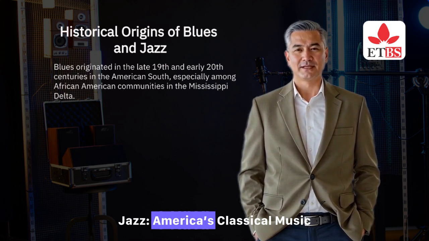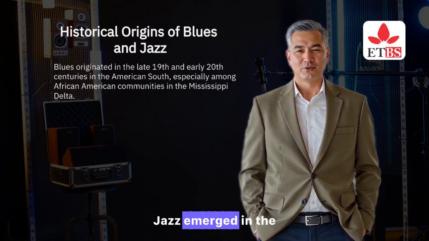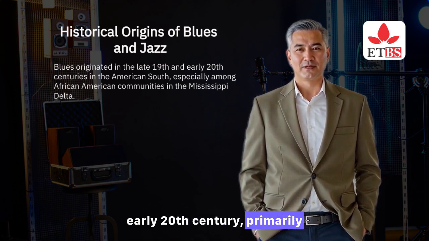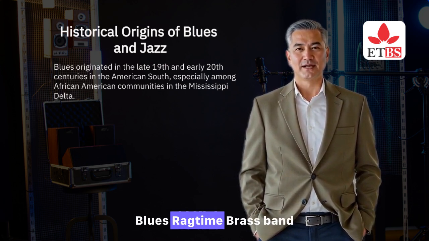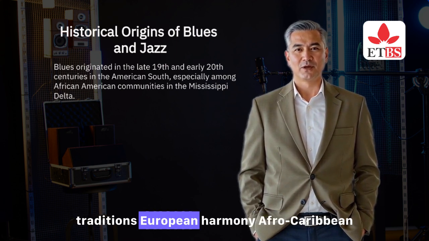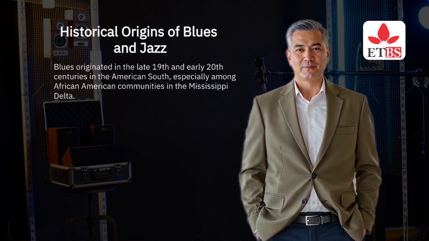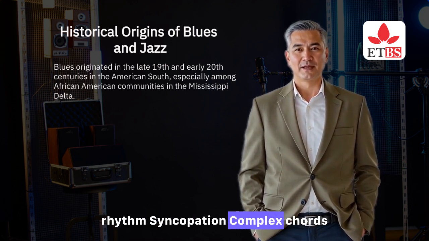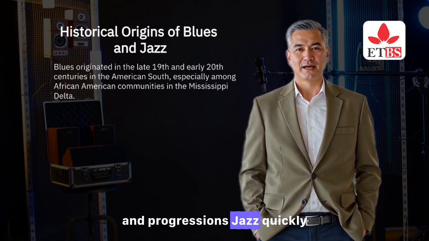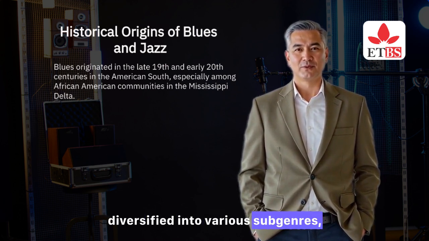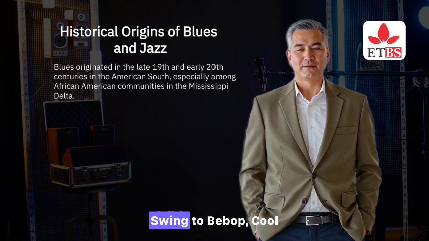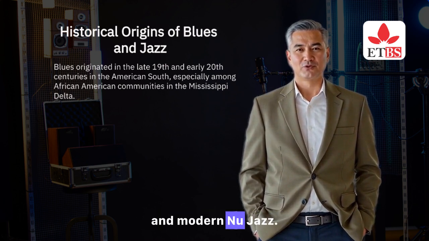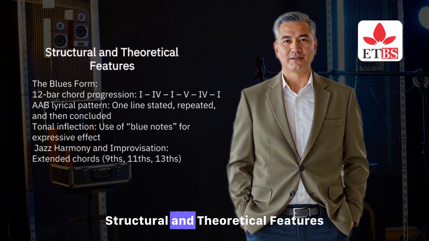Jazz, America's classical music. Jazz emerged in the early 20th century, primarily in New Orleans, blending blues, ragtime, brass band traditions, European harmony, and Afro-Caribbean rhythms. Unlike the fixed structures of classical music, jazz thrives on improvisation, swing rhythm, syncopation, complex chords, and progressions. Jazz quickly diversified into various subgenres, from early Dixieland and swing to bebop, cool jazz, free jazz, fusion, and modern new jazz.